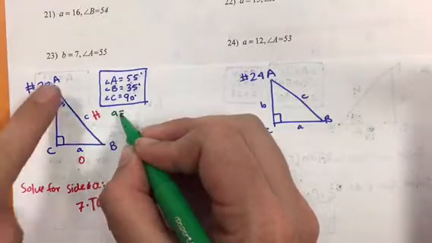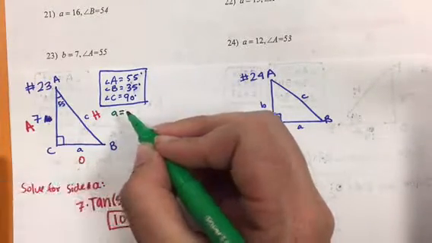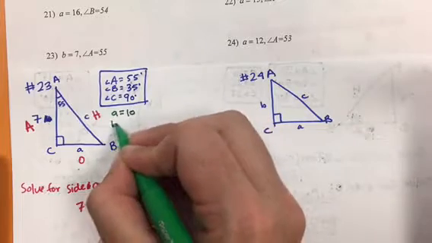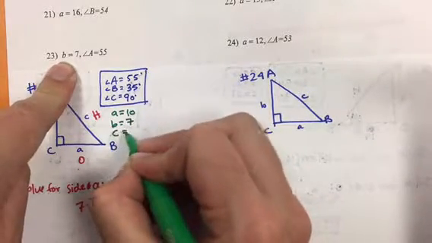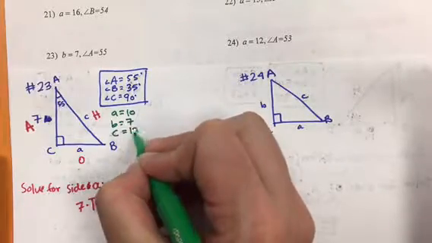A is equal to 10. B is equal to 7. C is equal to 12.